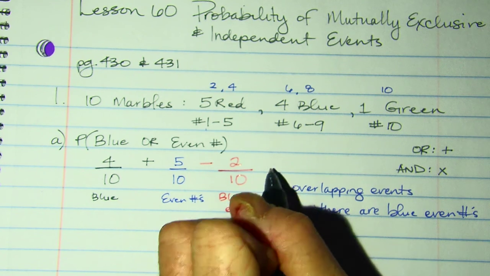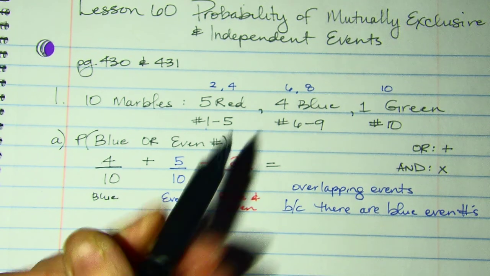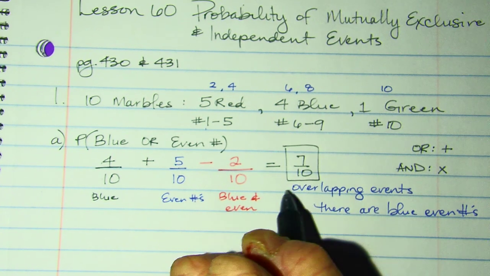So my final answer, we're simply going to add and subtract these. So 4 plus 5 is 9. 9 minus 2 is 7. So I end up with 7 over 10.